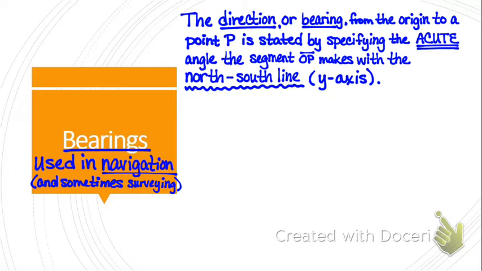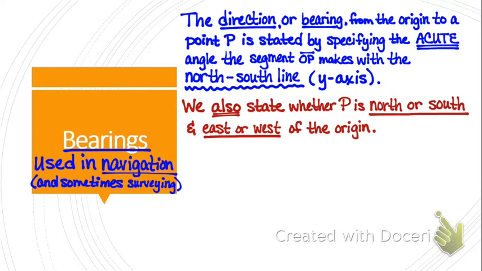When you talk about a bearing, we don't only want the angle, we need directions that go with it. We need to know whether that point that we're moving towards is north or south of where we currently are, and is it east or west of where we currently are. So I need the degrees in reference to a north-south line, and then I need to know which way I'm going from there. We're going to do a couple examples here.